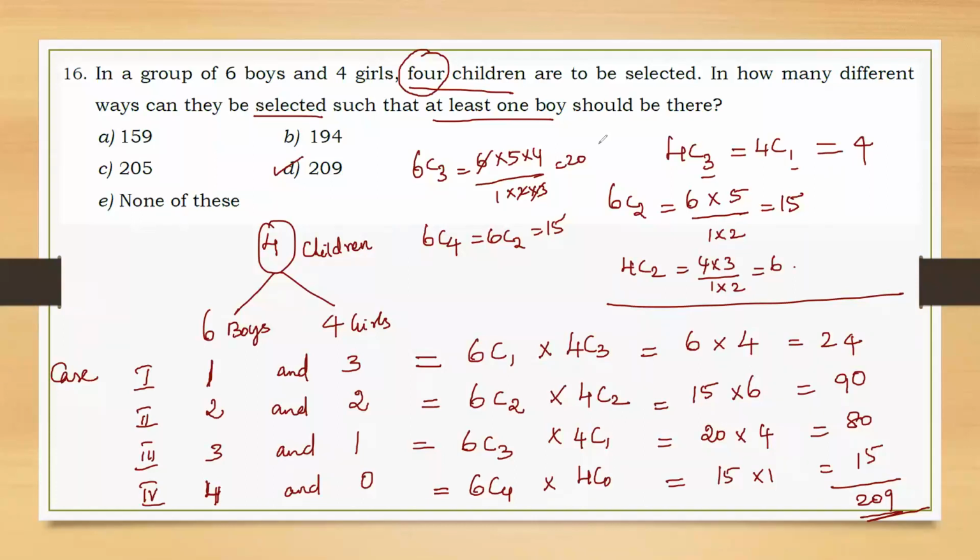4C2 equal to, from 4, 2 numbers, right? So 4 into 3 divided by 1 into 2. If you cancel it, you will get 6. Is it clear?